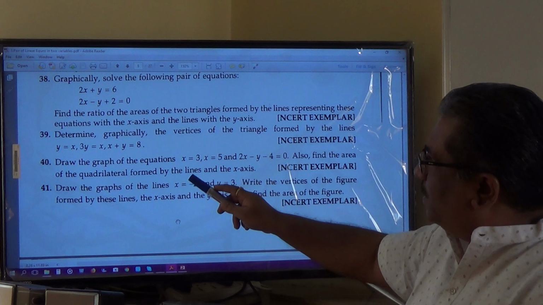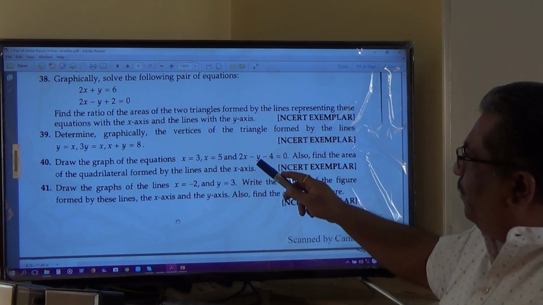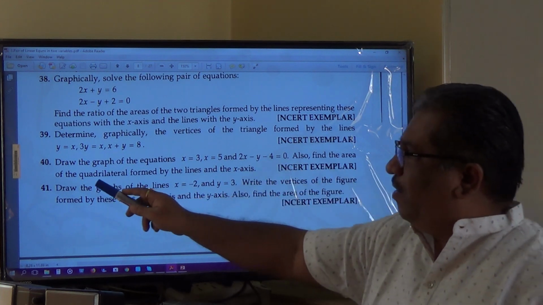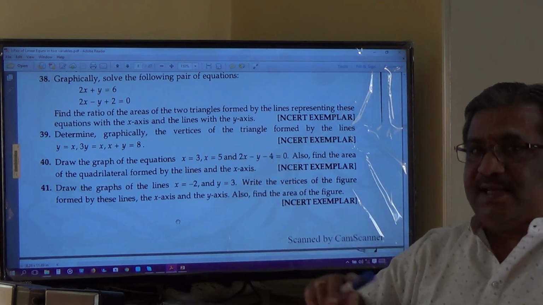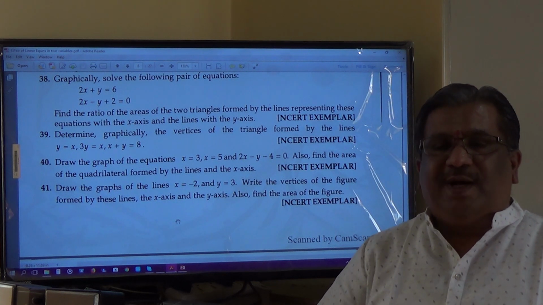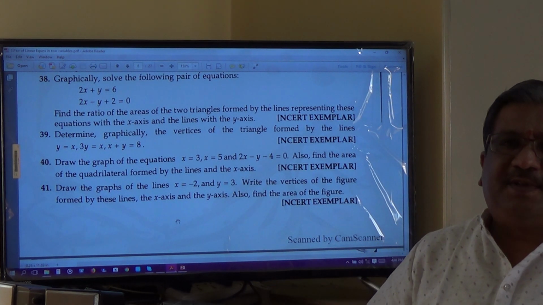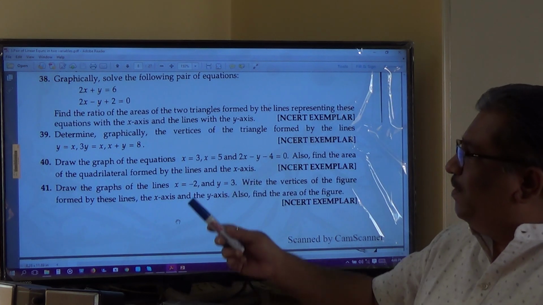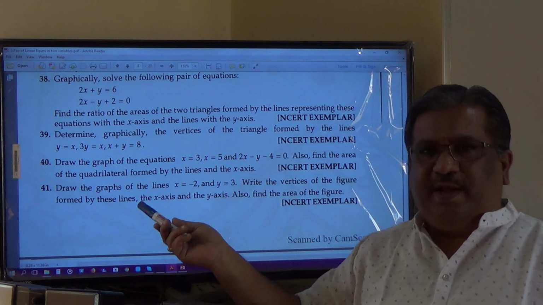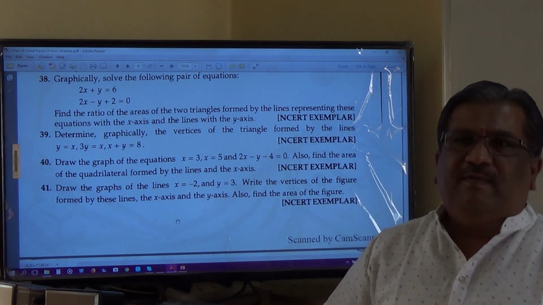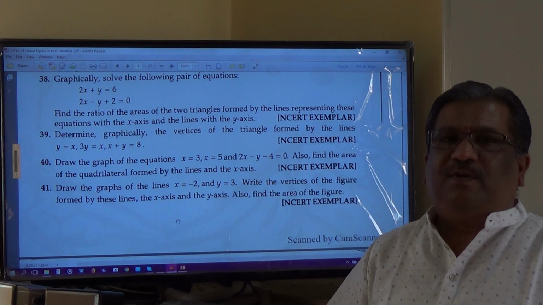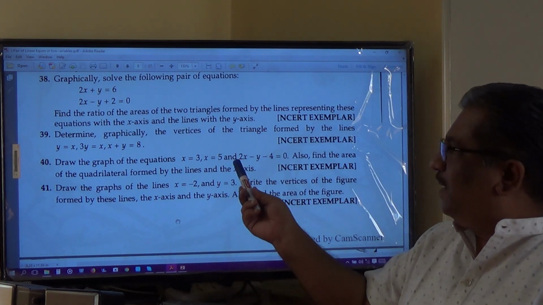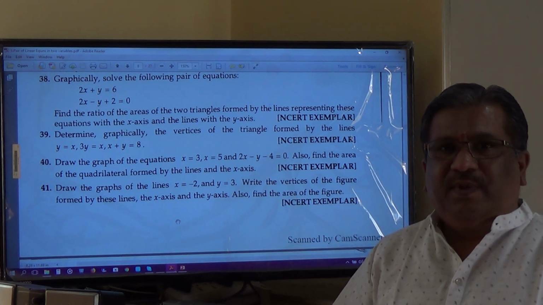Draw the graph of the equations x equals 3, x equals 5 and 2x minus 5y minus 4 equals 0. Also find the area of the quadrilateral formed by the lines and the x-axis. You must be familiar with the areas of trapeziums, quadrilaterals, etc. Because here the quadrilateral could be some kind of a trapezium where half h into a plus b should give you the area of the quadrilateral formed by the lines and the x-axis.